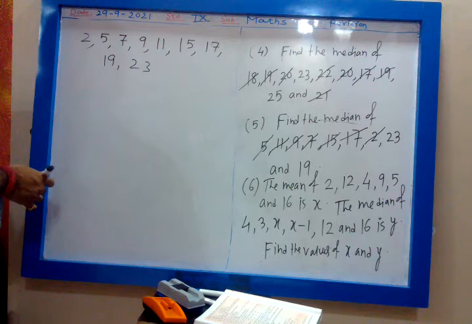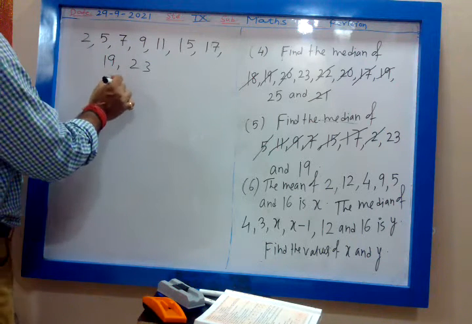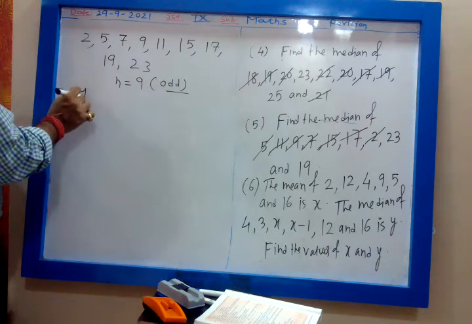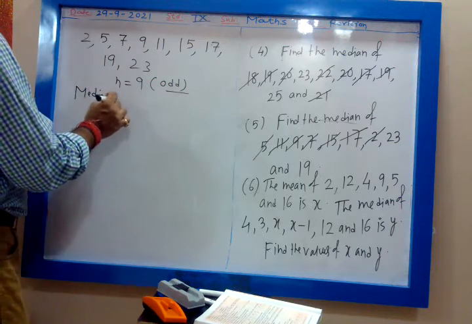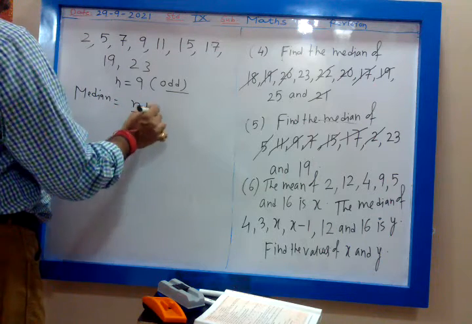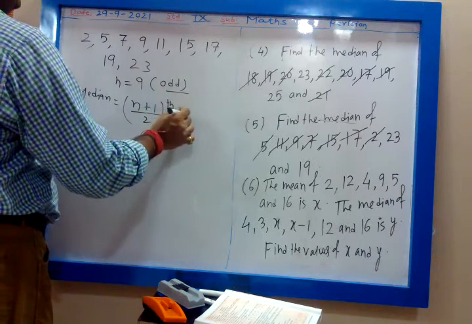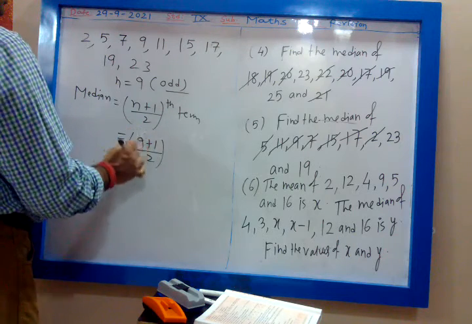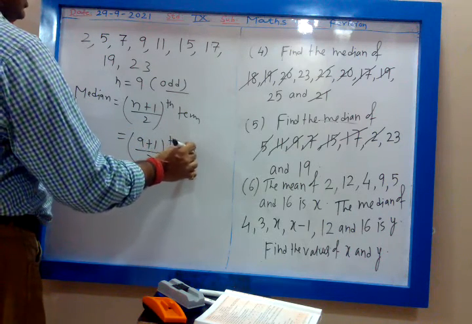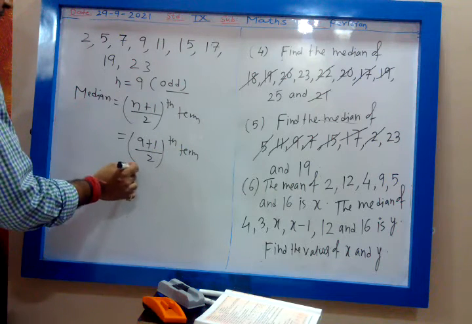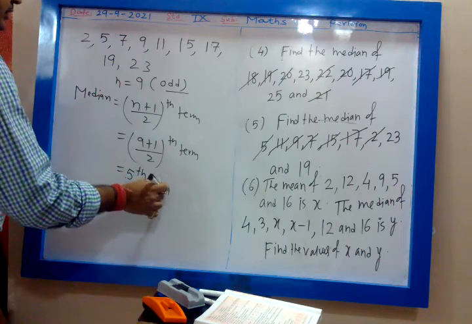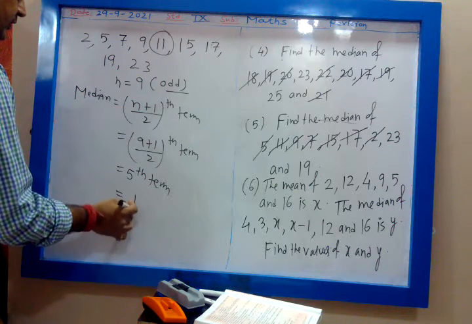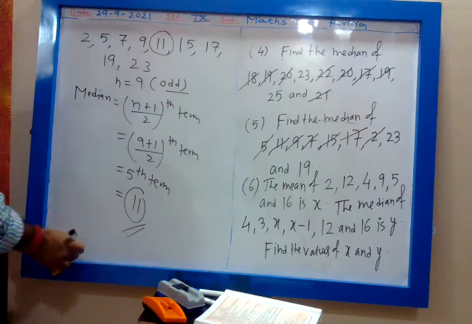How many data is given? 3 plus 3, 6, 9. N is equal to 9, and 9 is an odd number. For an odd number, the formula for median is n plus 1 upon 2th term. N is 9. 9 plus 1 upon 2th term. 9 plus 1 is 10. 10 upon 2, that is the 5th term. So the 5th term of the observation. 1, 2, 3, 4, 5. The 5th term of the observation is 11. So my median is 11. Okay, tell me the 6th one.